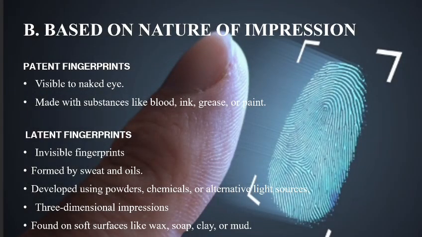Now, based on the nature of impression, there are basically three types of fingerprints. First one is patent fingerprint, visible to naked eyes, made with substances like blood, ink, grease, or paint. Latent fingerprint, invisible fingerprint formed by sweat and oils, developed using powders, chemicals, or alternative light sources. Plastic fingerprints, three-dimensional impressions found on soft surfaces like wax, soap, clay, or mud.